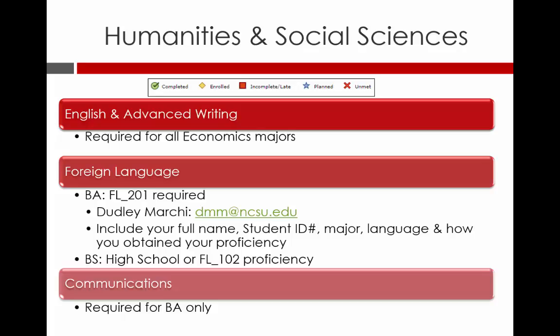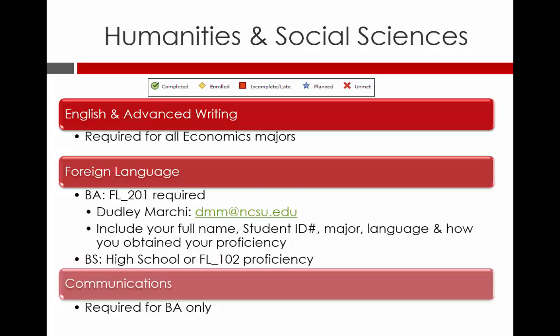For example, if you have transferred in a level 1 language, you can start at level 2. If you speak another language fluently, take a look at the bottom of your degree audit where you see non-degree courses. If you see the native fluency notation, contact your advisor so they can move an elective course in the foreign language space if it has not already been done. If you do not see the native fluency notation, contact Dr. Dudley Marquis via email with the information listed on the PowerPoint slide.